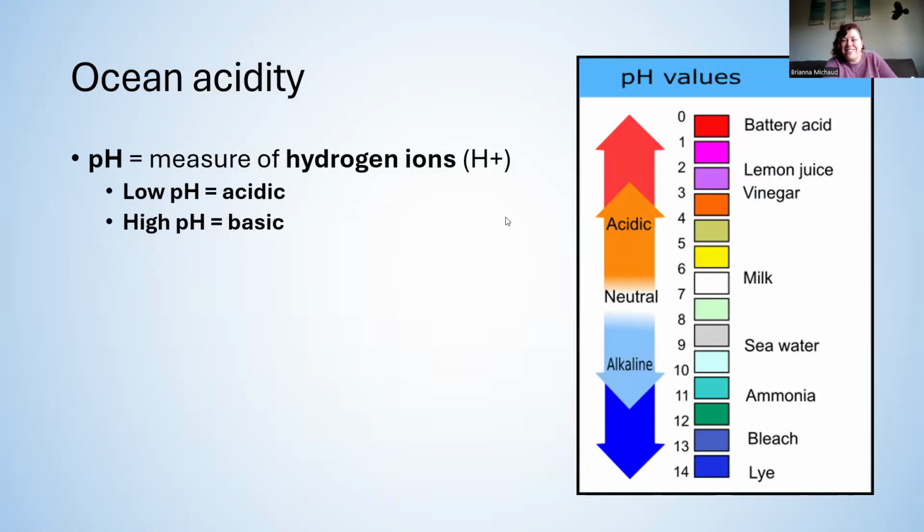Next up, let's talk about acidity. We measure acidity with pH. So pH is a measure of hydrogen ions. If you have a low pH, that is very acidic. So if you look on this little chart here, the lower pHs, you have things like lemon juice, vinegar, battery acid. If it's a high pH, that means that that solution is basic. So this is things like bleach and lye and ammonia have these high numbers around 13 or 14, and they are very, very basic.